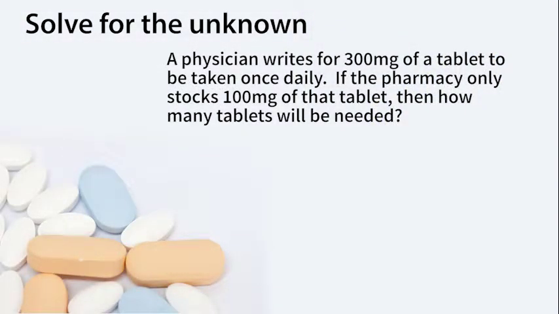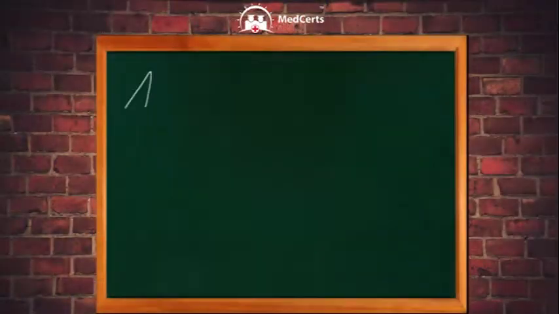A physician writes for 300 milligrams of a tablet to be taken once daily. If the pharmacy only stocks 100 milligrams of that tablet, then how many tablets will be needed? Now we can set this up as a ratio proportion linear, or we can set it up as a ratio proportion as a fraction. The key is identify what we have and what we don't have.